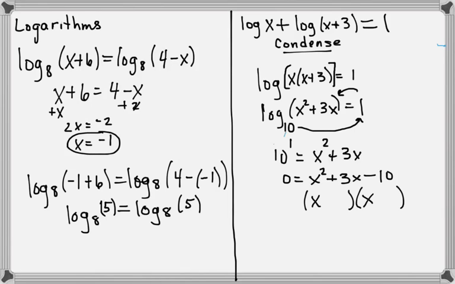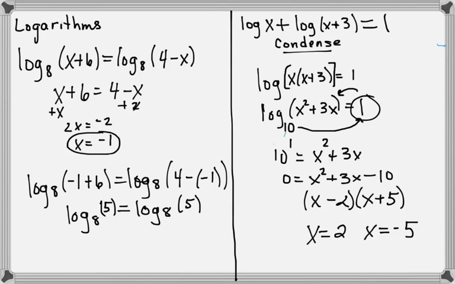Which one's positive? Why? Perfect. 5's positive because the 3's positive. It's the larger number. It gets the first sign. The last sign's negative, which tells me that they're different signs. Now the question is, do both of them work or not? You have to figure it out. Plug them back into the original problem and tell me which ones actually work.